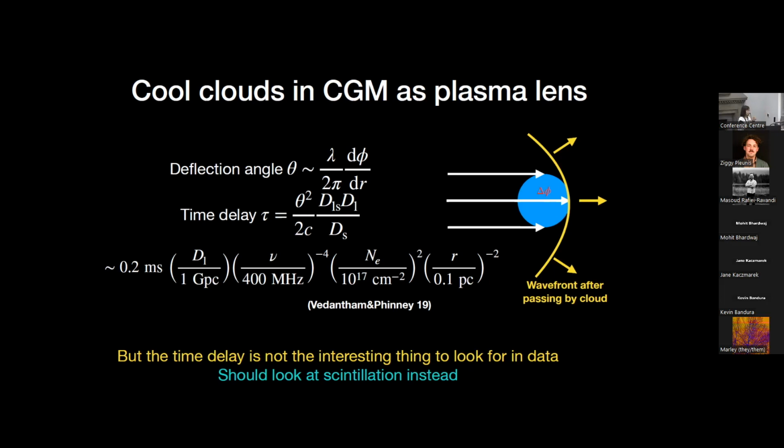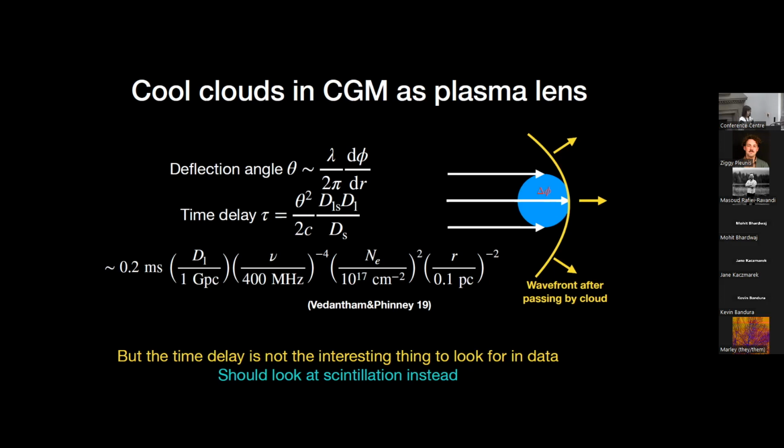You can also calculate the time delay, which is proportional to the deflection angle squared in the small angle approximation. In the Vedantham and Phinney paper, they did this calculation and estimated that for a 0.1 pc cloud with column density of 10^17, you can possibly get a 0.2 millisecond time delay, which seems to be a pretty large number. These authors predicted that for FRBs, you should look at the scattering tail of the FRB and look for this kind of time delay.